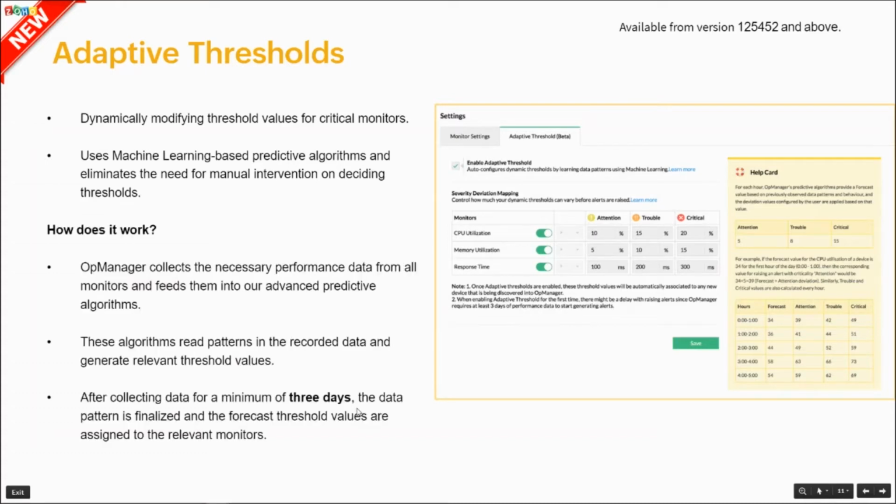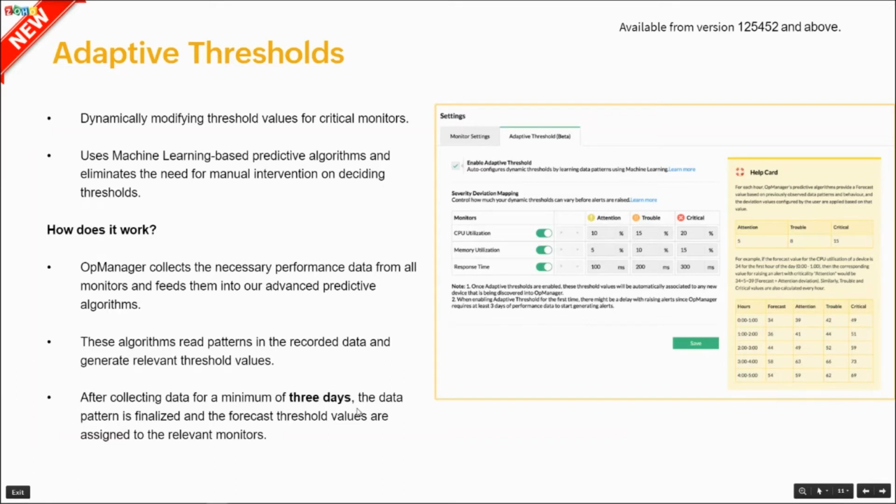And likewise, this is how adaptive threshold works. OpManager collects the necessary performance data for all the monitors and feeds them into our advanced predictive algorithm. This algorithm reads the pattern in the recorded data and then generates the relevant threshold value, which predicts how the values are going to behave in the future. And after collecting the data for a minimum of 3 days, the data pattern is finalized and the forecast threshold values are assigned to relevant monitors.